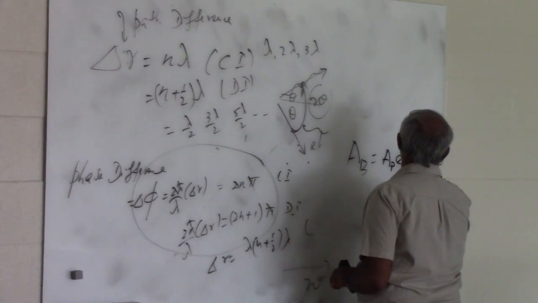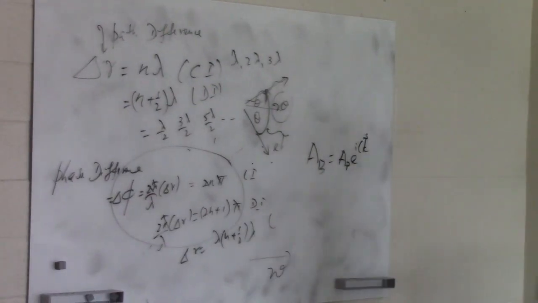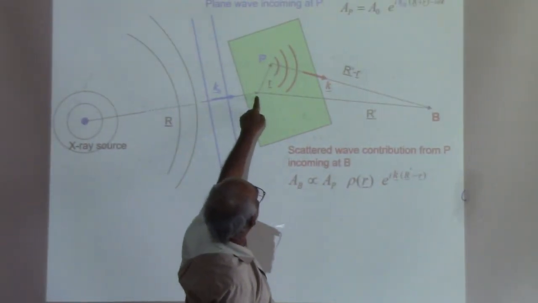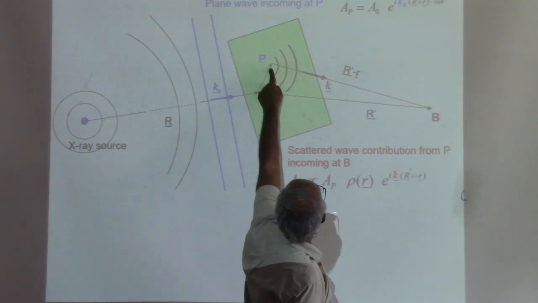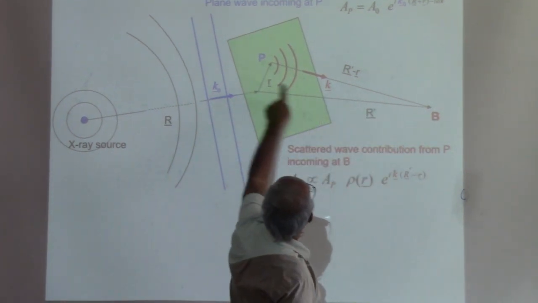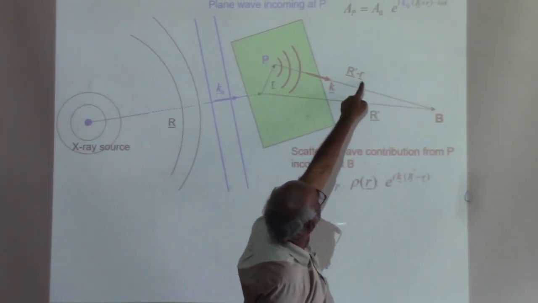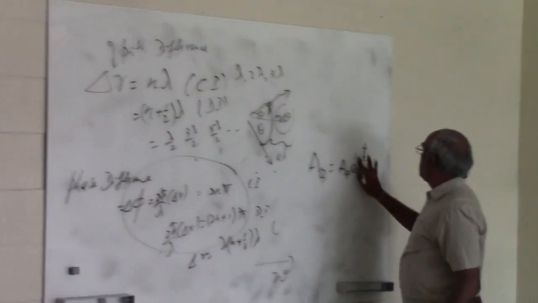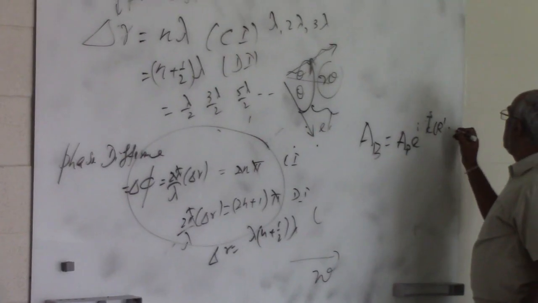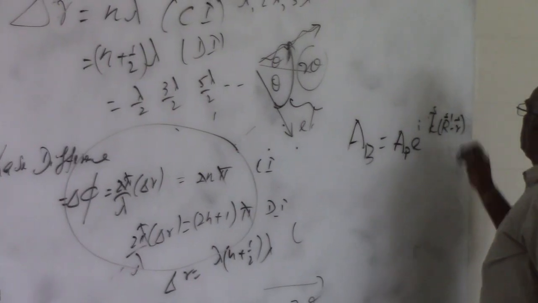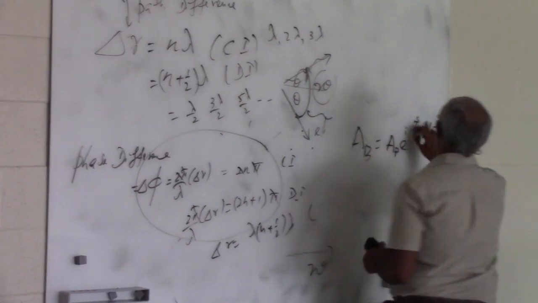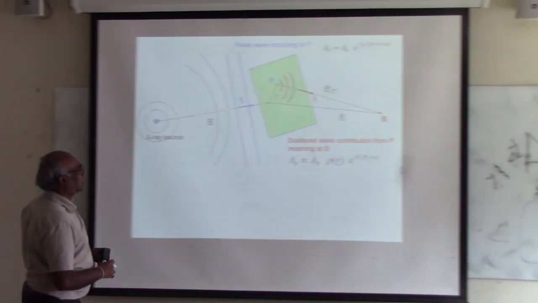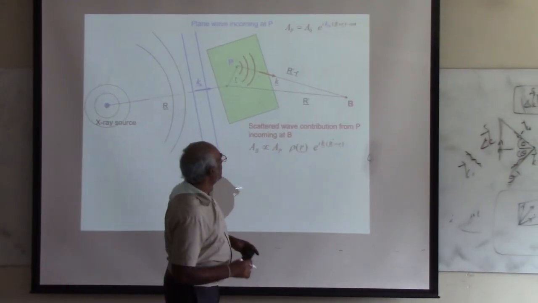Then I can write this AB very simply as AP times e^(i K dot R). That K is the vector, right? This K dot R is now from here to here, and that is going to be R prime minus R. So this is K dot (R prime minus R). Then I will not write the omega t terms, so that doesn't count here. Even here they don't write it, right?